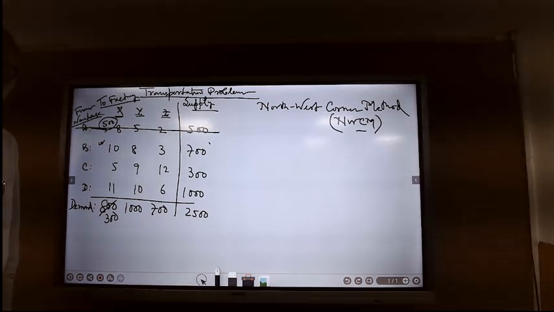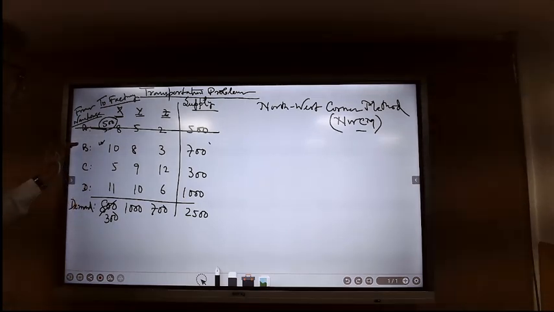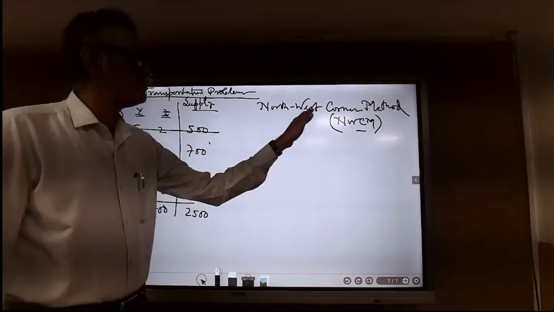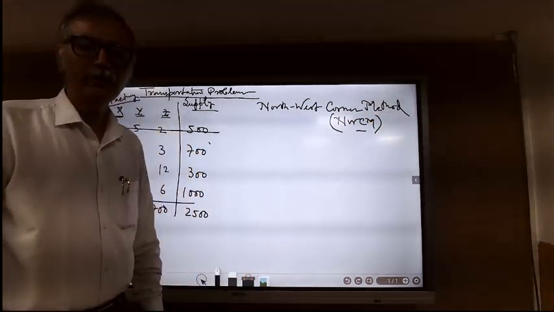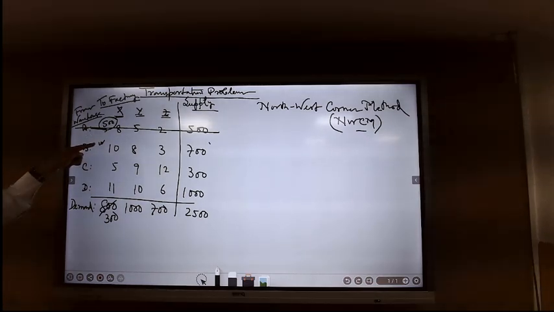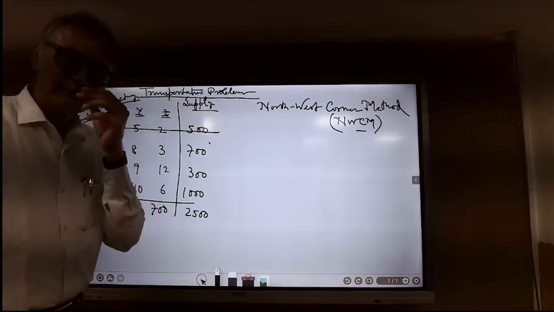So now we have to consider that we are willing to transport from warehouse B to factory X. Why? Because, as the name suggests, in the northwest corner method we are bound to select this cell. When we select this cell, it means we have already decided that we are dispatching material from B to X. Now the next question is how much?